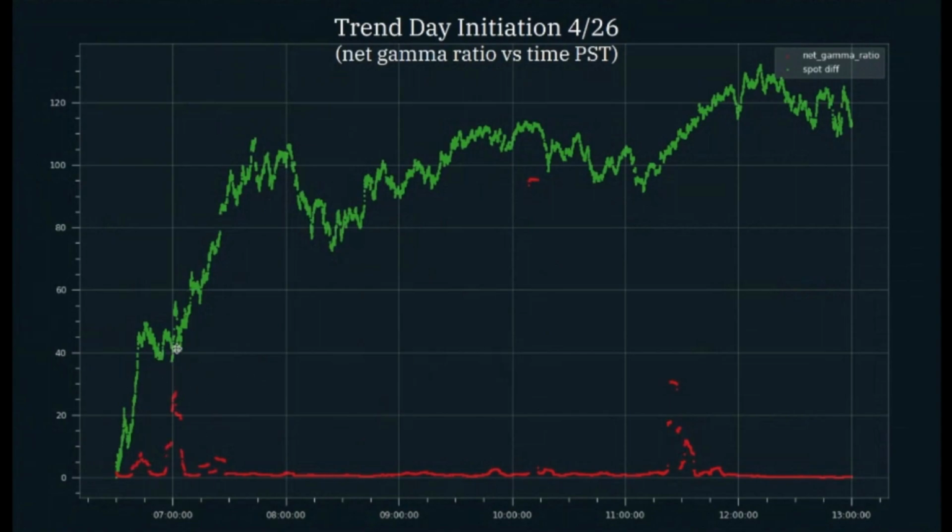Here on this day, we see this huge spike. This is in Pacific, so this is 10 a.m. Eastern, and it looks literally like what you would think in an auction, like a trend day initiation, where someone opens a large position and it sets the context for the rest of the day. And it's crazy because typically, when we say net gamma ratio, it usually hovers around the same level.